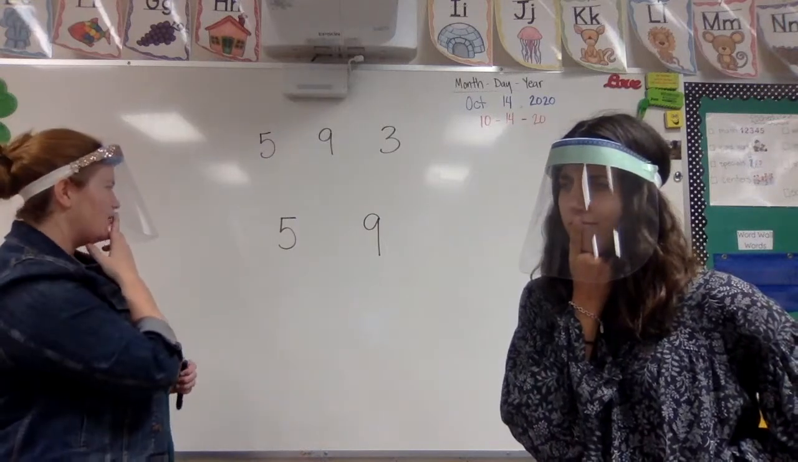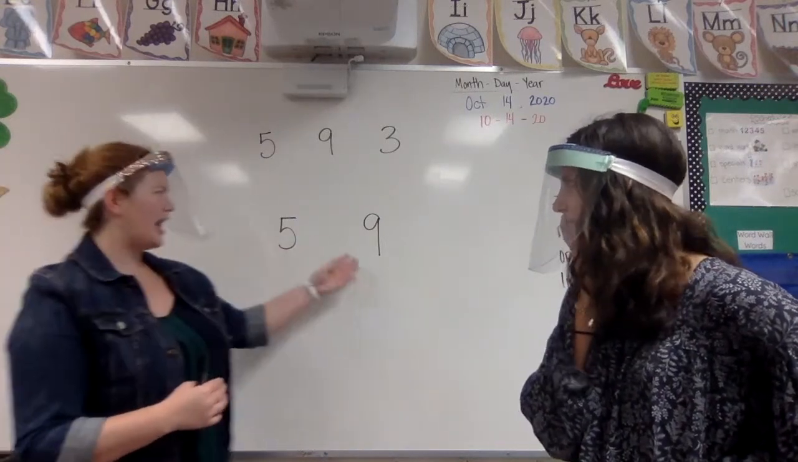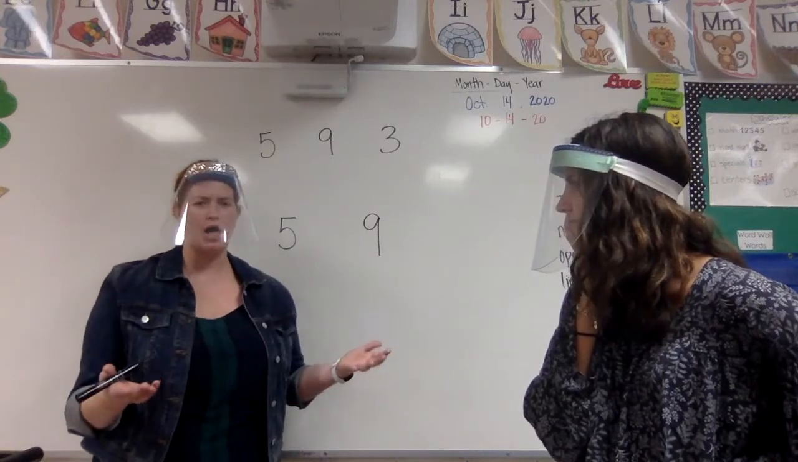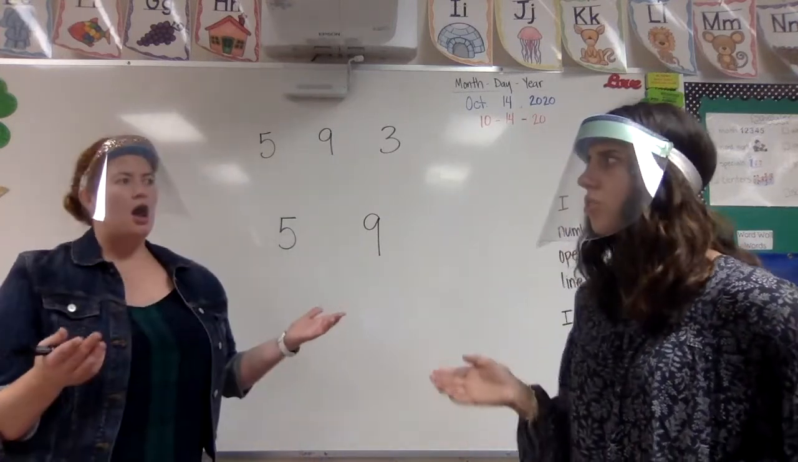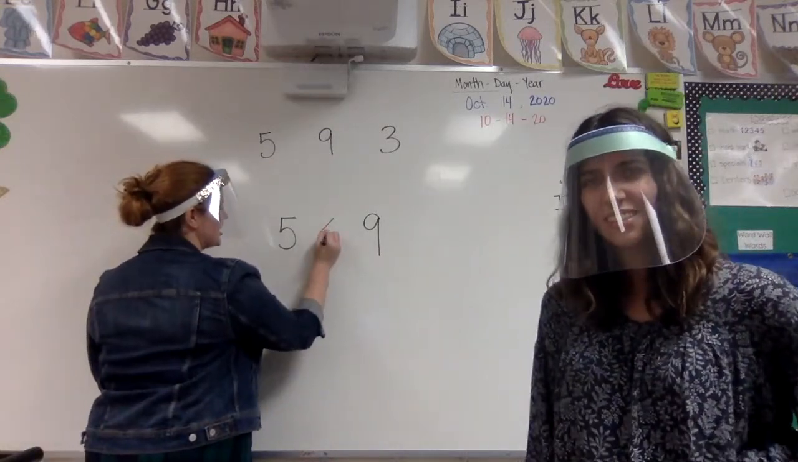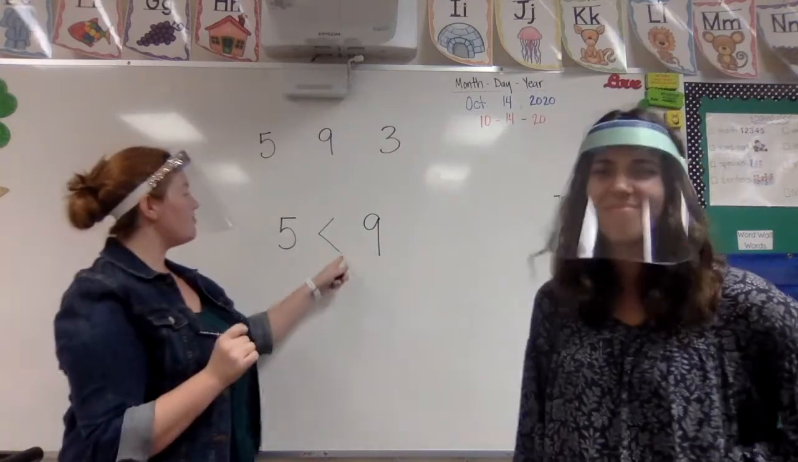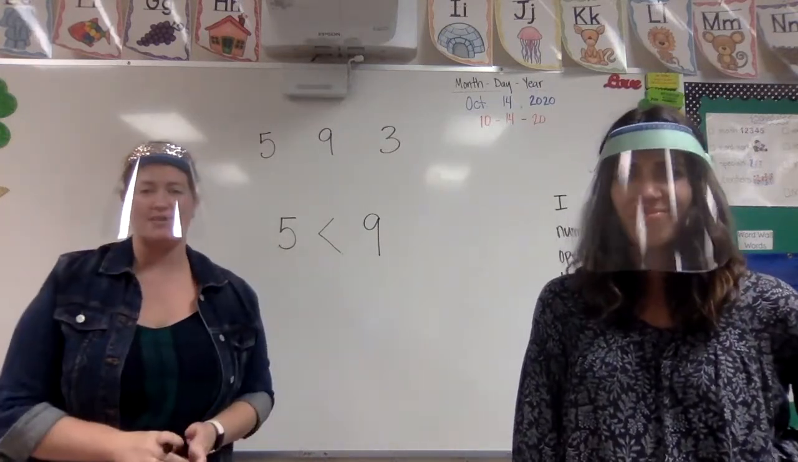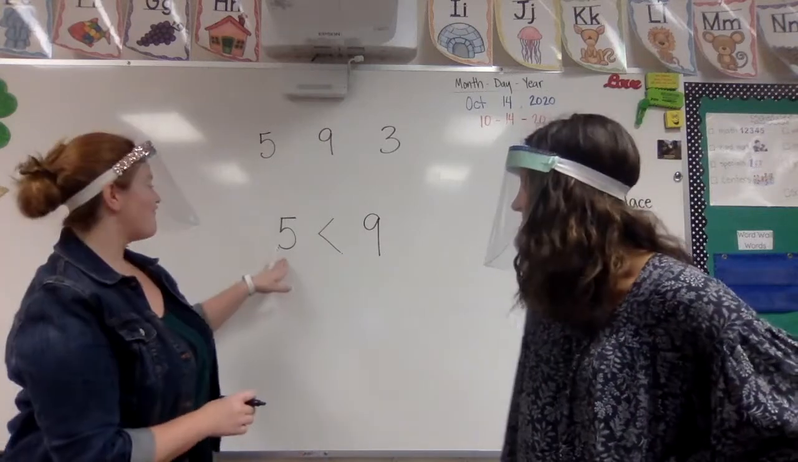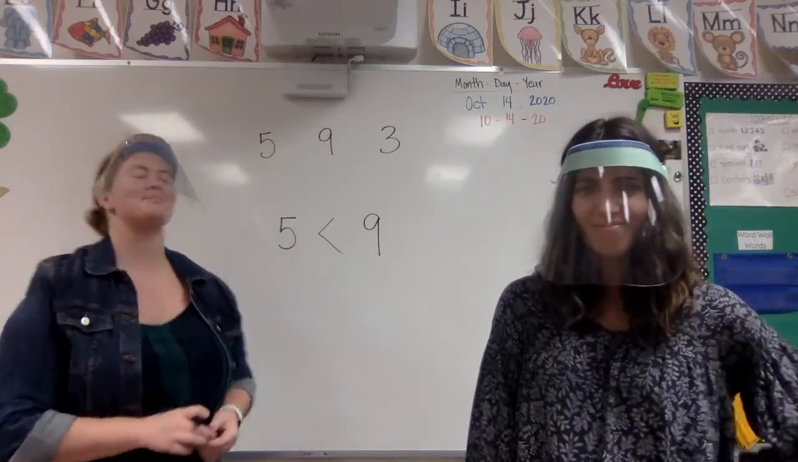5 and 9. Well, I know that 5 is smaller. It has less. And 9 is greater. It has more. So then you would need your less than sign. Right. I need my less than sign, just like this. The smaller end is going towards the smaller number. The bigger side is going towards the bigger number. And I would read that as 5 is less than 9.